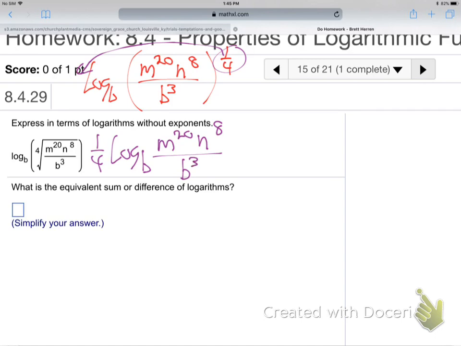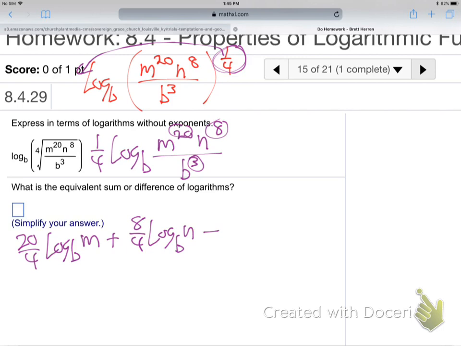Good so far? So a fourth root is a 1/4 power, as we talked about, and that comes to the front. And now the 20, the 8, and the 3 will come to the front for each of their separate logs. So 20 over 4 log base b of m plus 8 over 4 log base b of n minus 3 over 4 log base b of b.